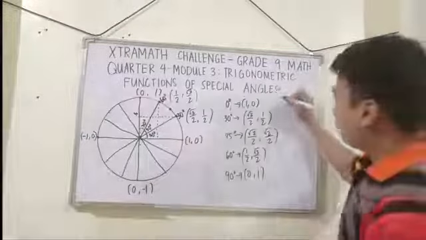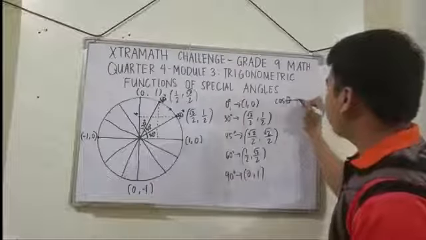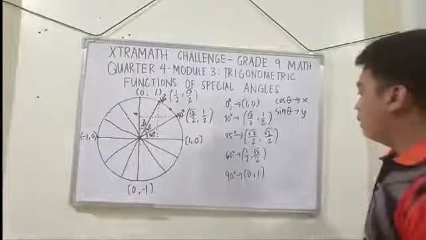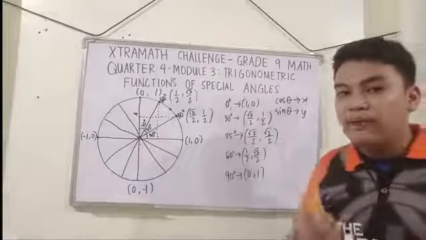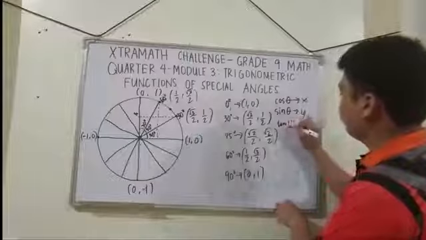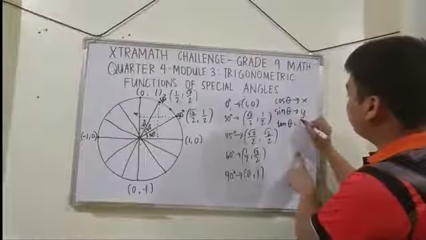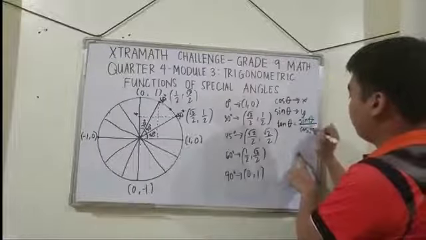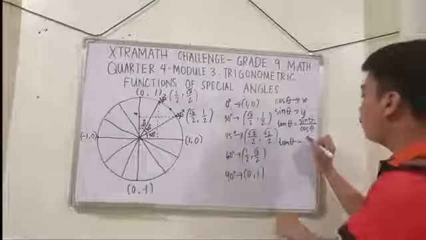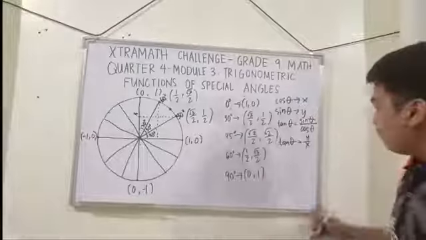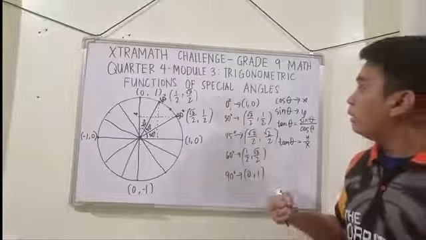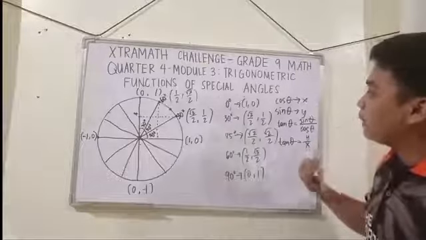So remember that cosine theta corresponds to x and sine theta corresponds to y. So, how are we going to find the value of tangent theta? Remember that tangent theta is equal to sine theta over cosine theta. So, in terms of x and y, we can say that tangent theta is equal to y over x.